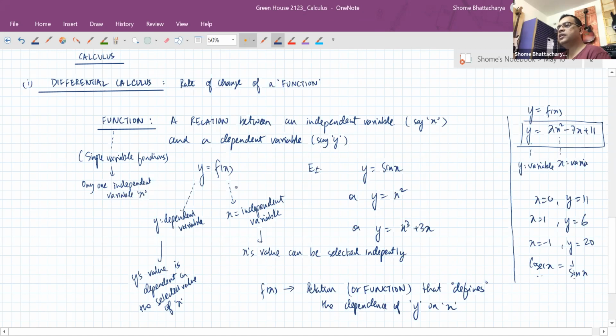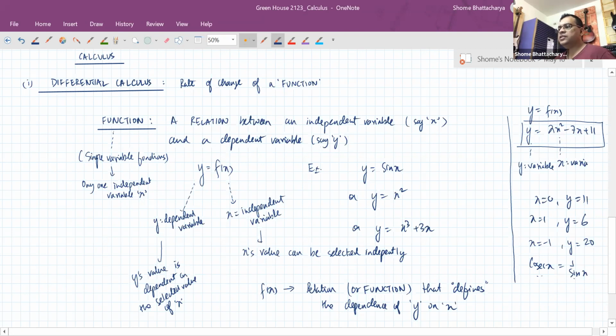So the dependent variable's value depends on only a single independent variable, which is x. Hope this point is clear to all of you. Sir, the quadratic function which you wrote on the right hand side, can we consider that to be a single variable function? Yes, that is a single variable function, because y is defined in terms of only a single variable x.